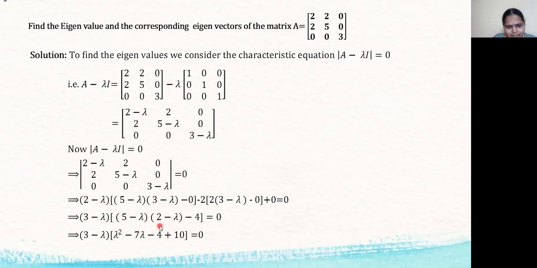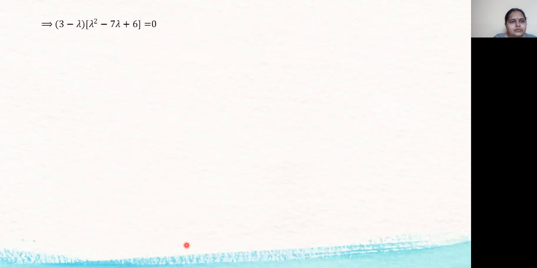Then the remaining one, minus 4, is here. So in the next step we get lambda square minus 7 lambda plus 6 into 3 minus lambda equal to 0. So 3 minus lambda into lambda square minus 7 lambda plus 6 equal to 0. So 3 minus lambda equal to 0 and lambda square minus 7 lambda plus 6 equal to 0.